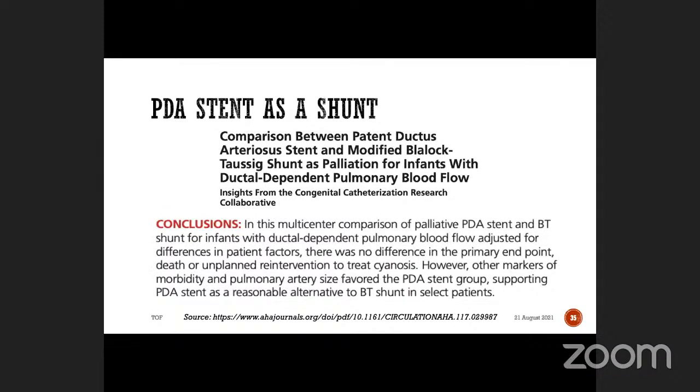This is a nice paper that compares PDA stenting versus BT shunt, and basically it shows that both of them are equal, but PDA stenting has better short-term outcomes and fewer complications compared to the BT shunt. So if you have an interventional cardiologist that is willing to do these stents, then this should be your first modality of treatment in a cyanotic sick tetralogy patient, followed by a BT shunt.